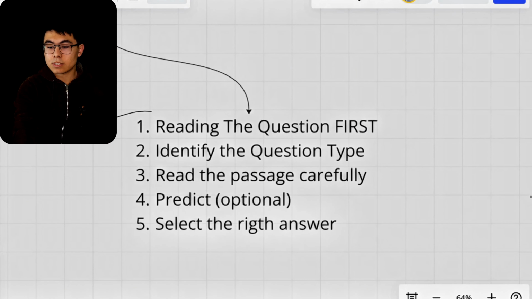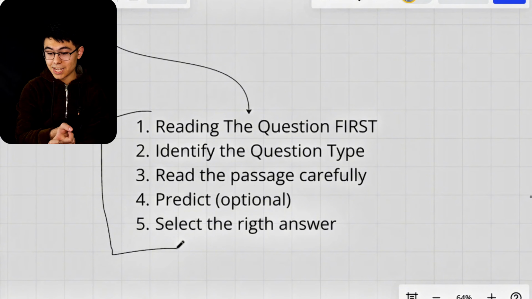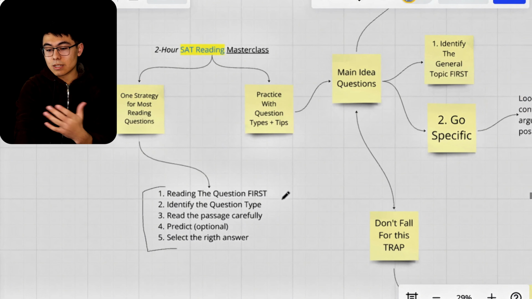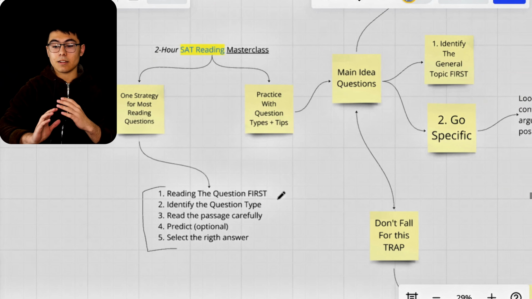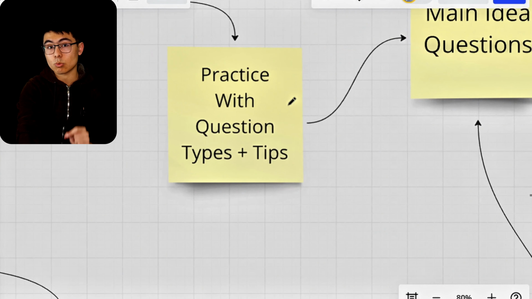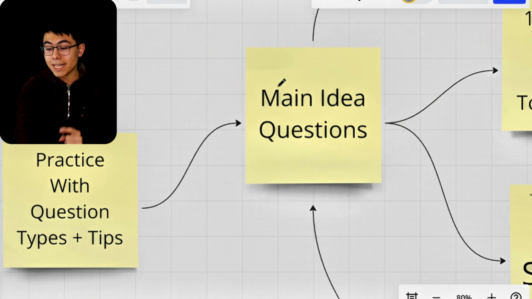And it's so simple. Read the question first, identify the question type, read the passage carefully, predict, and select the right answer choice. It's a little basic, but now let's dive in. We will start off with practice with question types. So firstly, let's explore main idea questions.